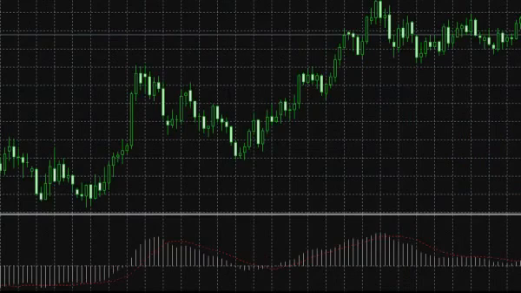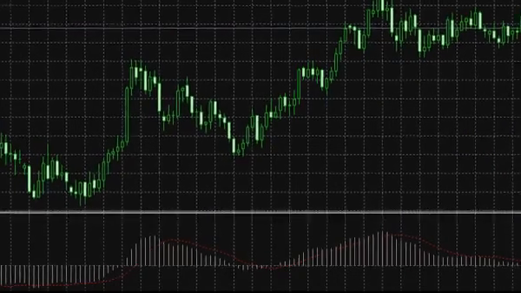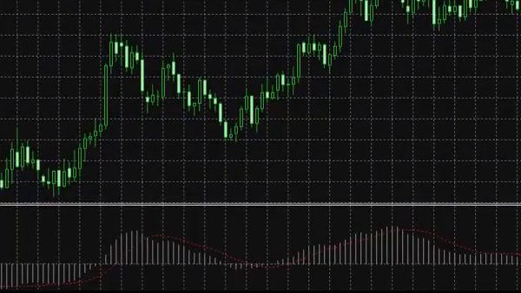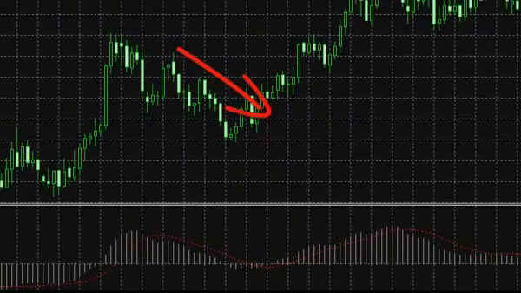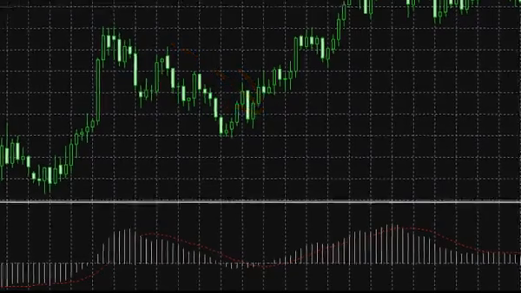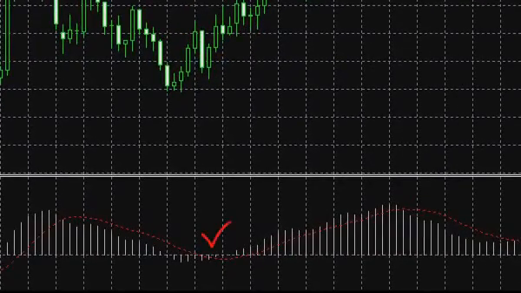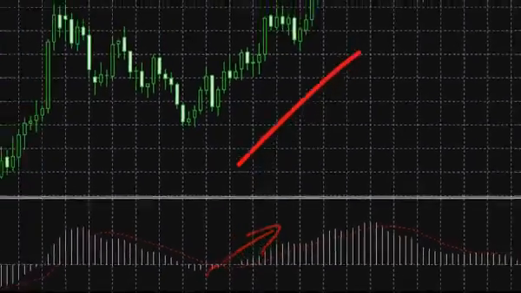The next signal type generated by MACD is a signal line crossing with the histogram contour. When the histogram crosses the signal line top-down, it gives a sell signal. When the histogram crosses the signal line bottom-up, it gives a buy signal.